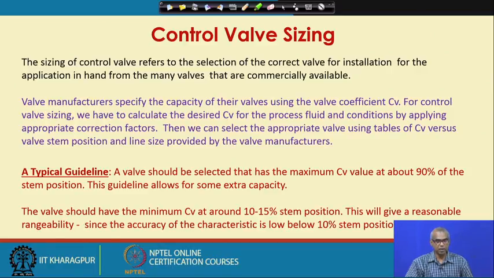Here is a typical guideline. A valve should be selected that has the maximum CV value at about 90% of the stem position. This guideline allows for some extra capacity. The valve should have the minimum CV at around 10 to 15% of stem position. This will give a reasonable rangeability since the accuracy of the characteristic is low below 10% stem position.